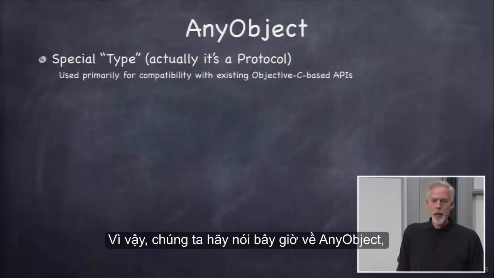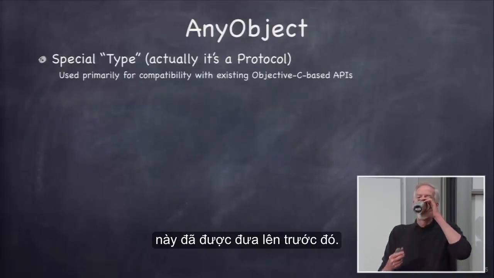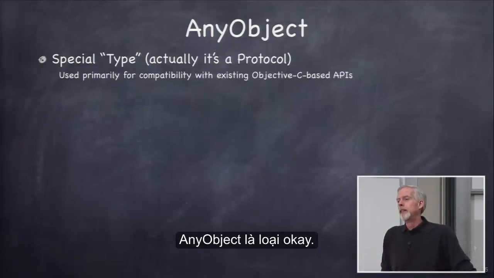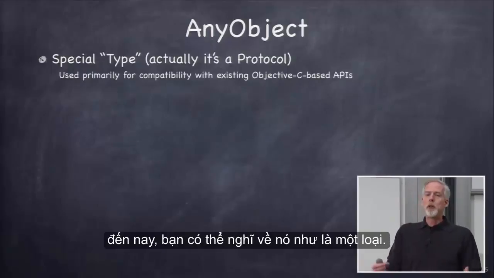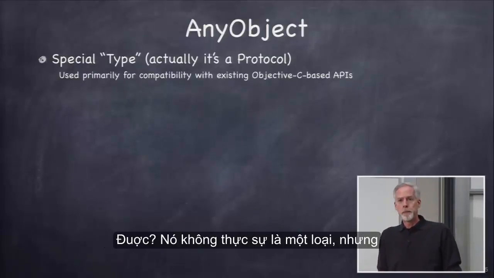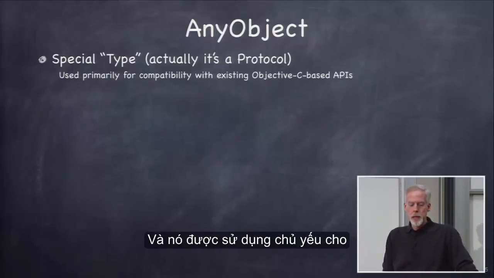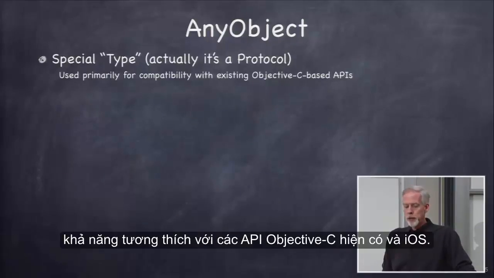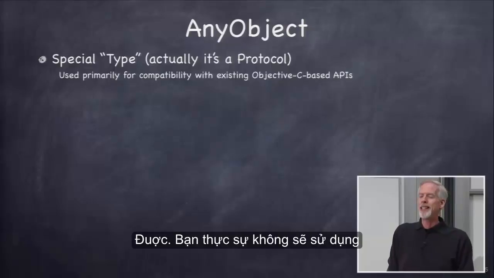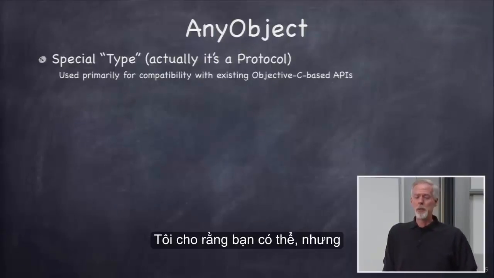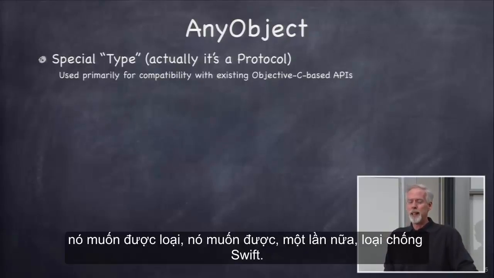Okay, so now let's talk about AnyObject. This was brought up earlier. For the purposes of what you know so far, you can think of it as a type. It's not really a type, but you can think of it as a type, like double or array or whatever. It's used primarily for compatibility with existing Objective-C APIs in iOS. You're really not going to use AnyObject to build your own data structures very much. I suppose you could, but it'd kind of be, again, anti-Swift.